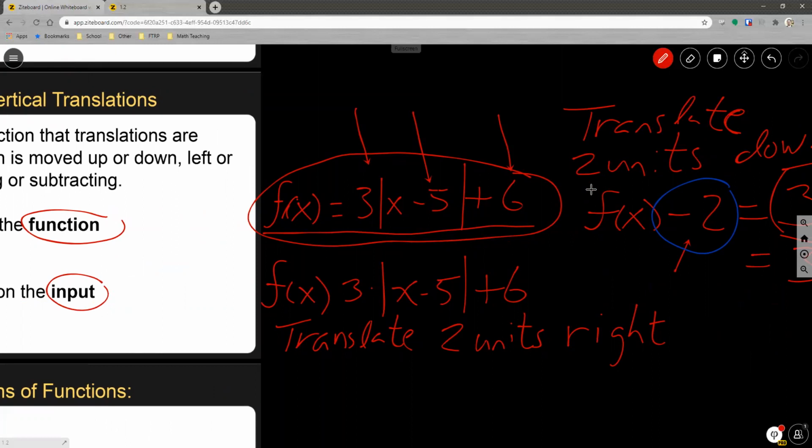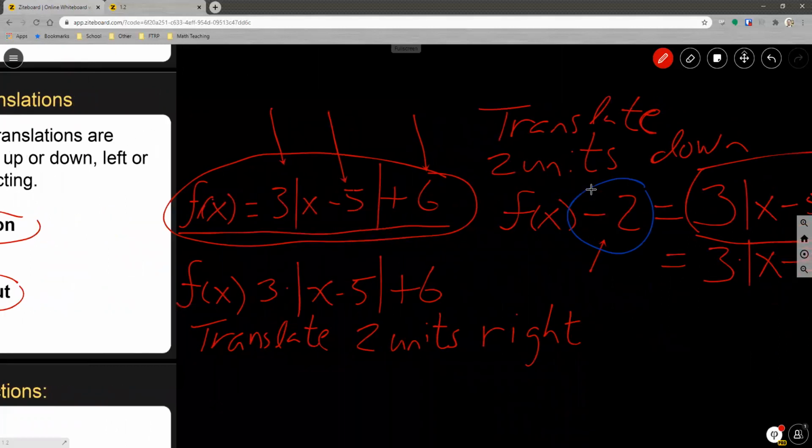So if I'm translating this original function, 3 times the absolute value of x minus 5 plus 6, if I'm translating that whole function to the right, that means I'm going to be subtracting 2 from the input.